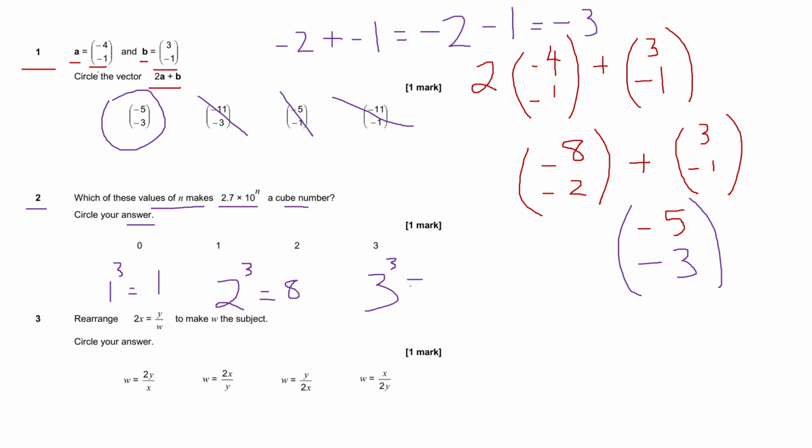3 cubed is 3 times 3 times 3, which is 27. Now, if you look here, we've got 2.7. To go from 2.7 to 27, we times it by 10, or in other words, we times it by 10 to the power of 1. Any number to the power of 1 is just itself, so this is the same as doing 2.7 times 10. When I do that, I get 27, which is a cube number. Therefore, n equals 1.